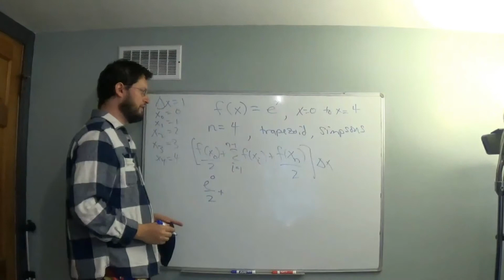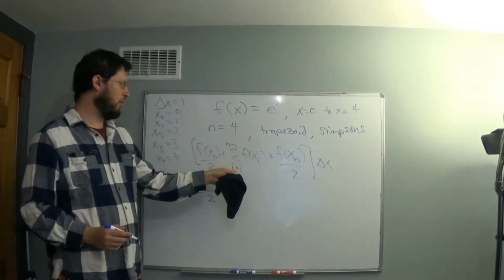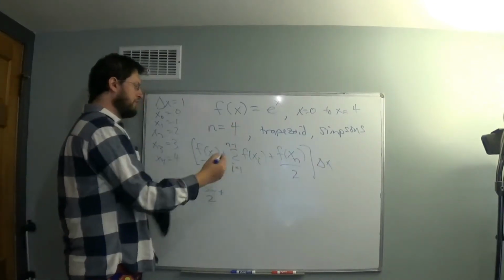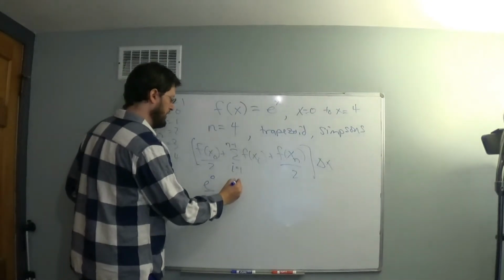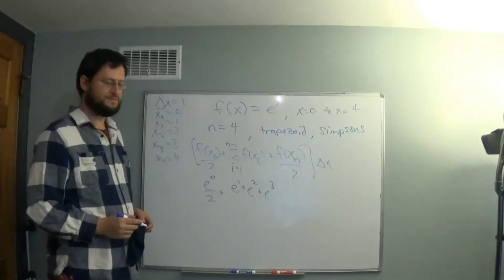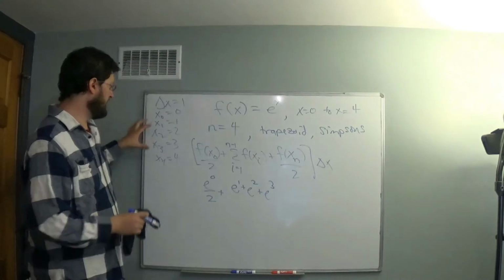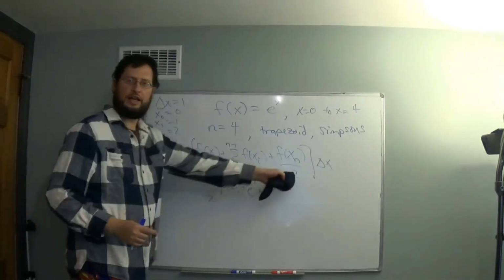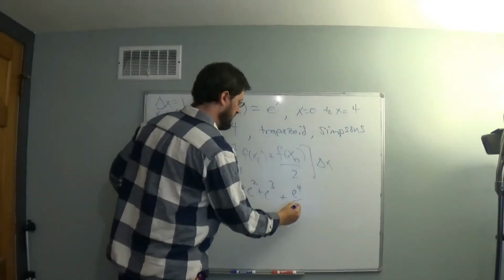2, plus, again, if I'm going from i equals 1 to n minus 1, that's 1 to 3, since n was equal to 4. So I'm going to have the 3 terms in the middle for the trapezoid rule. That's going to be e to the 1 plus e to the 2 plus e to the 3. Those 3 pieces go right inside for the middle. And then the last one is divided by 2, so that's e to the 4 over 2.